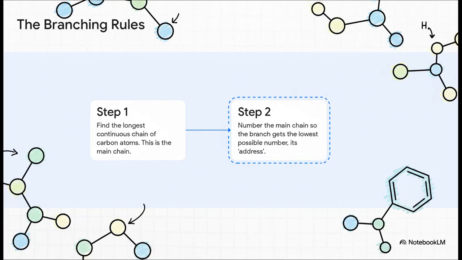Well, there are 2 golden rules for this, and they're super important. First thing you do, find the longest possible chain of carbons that you can trace without lifting your finger. That's your main chain. Then, rule number 2, you've got to number the carbons in that chain. And here's the trick. You have to number them so that the branch gets the lowest possible number. Think of it like a street address. You want to give that branch the lowest, simplest address you can.